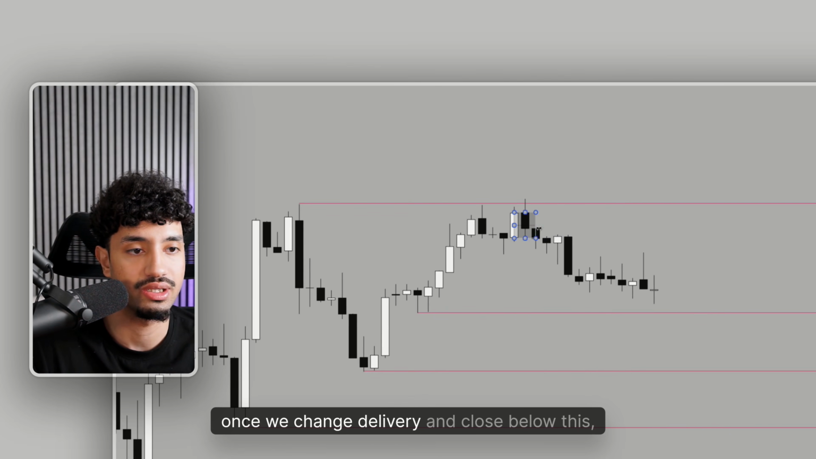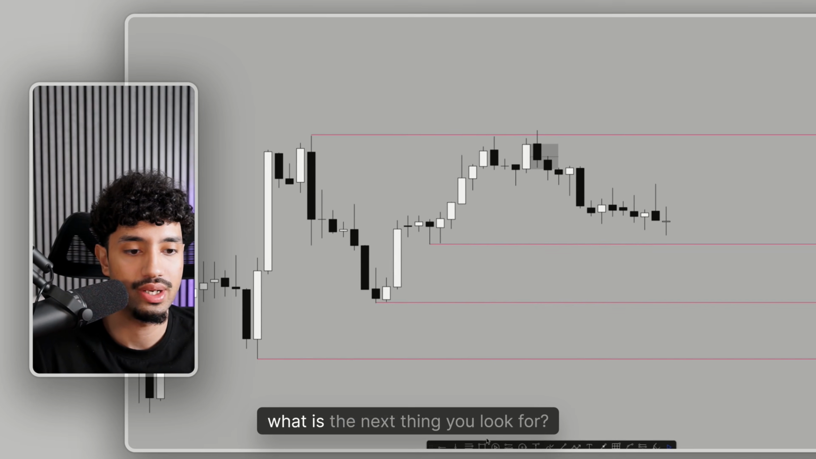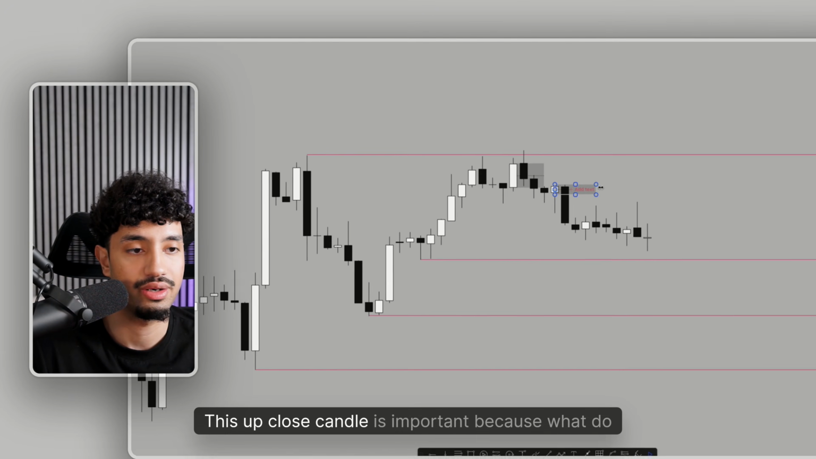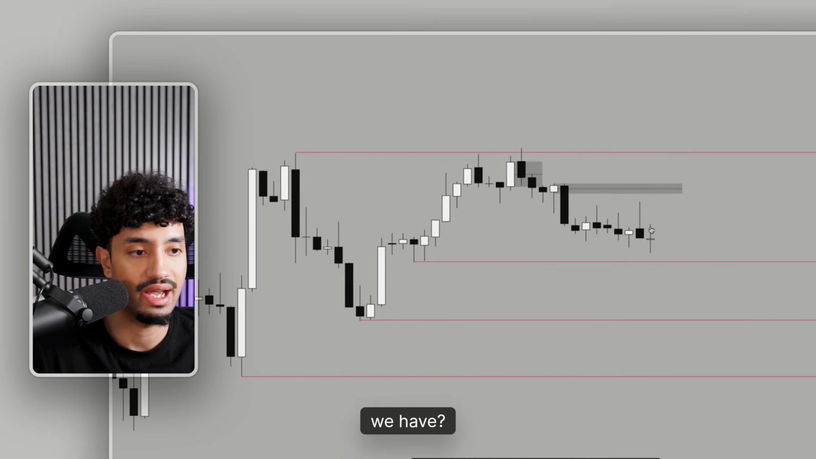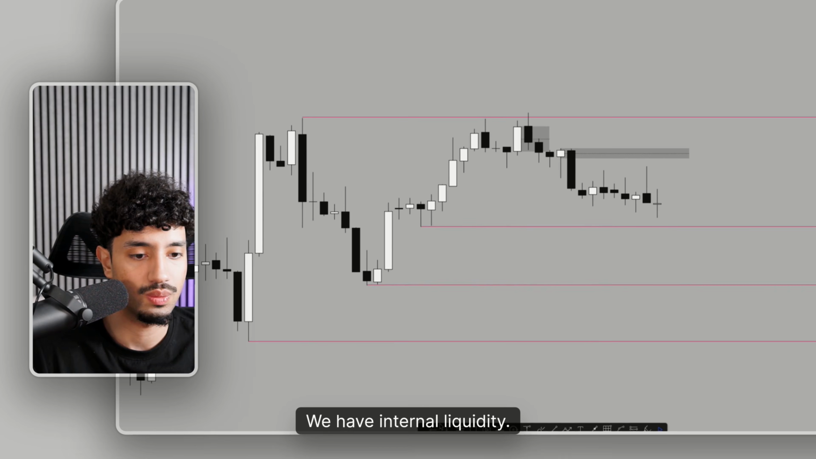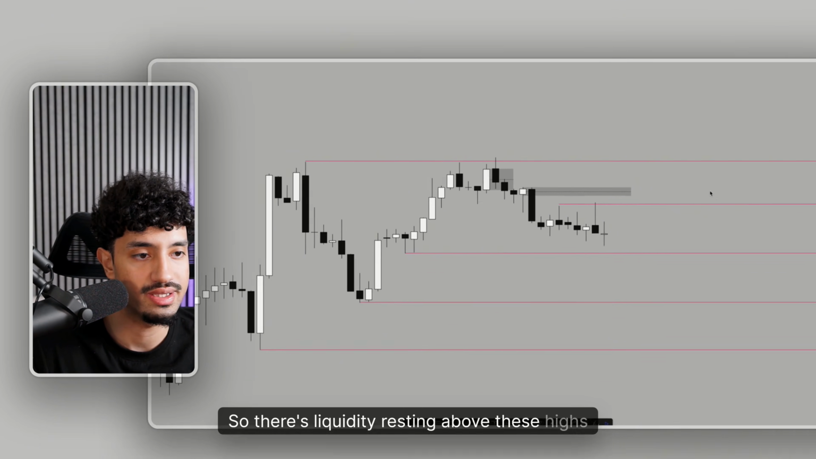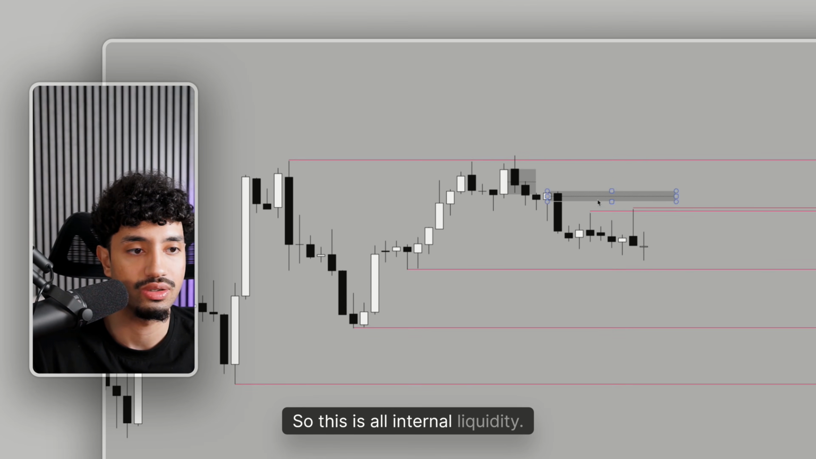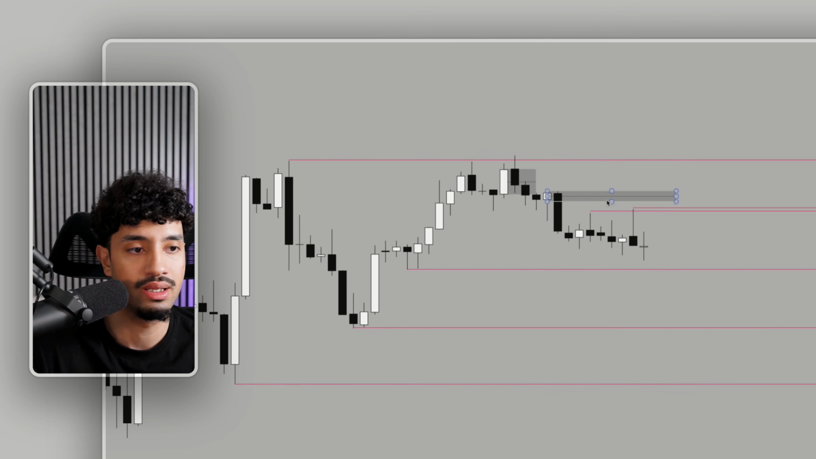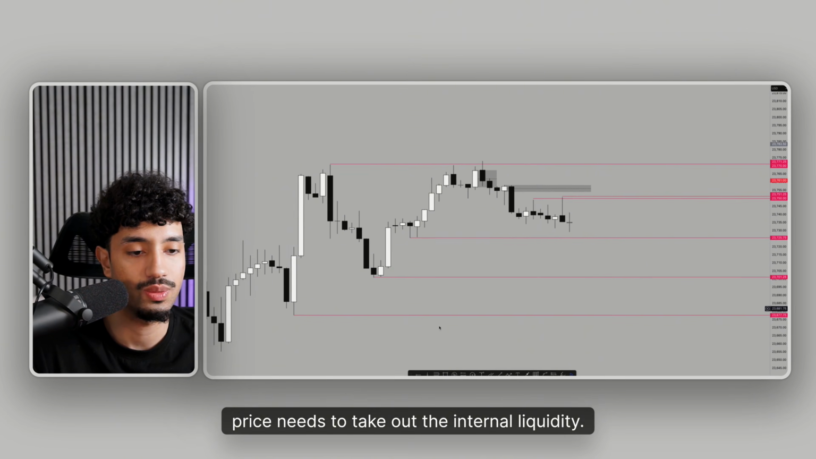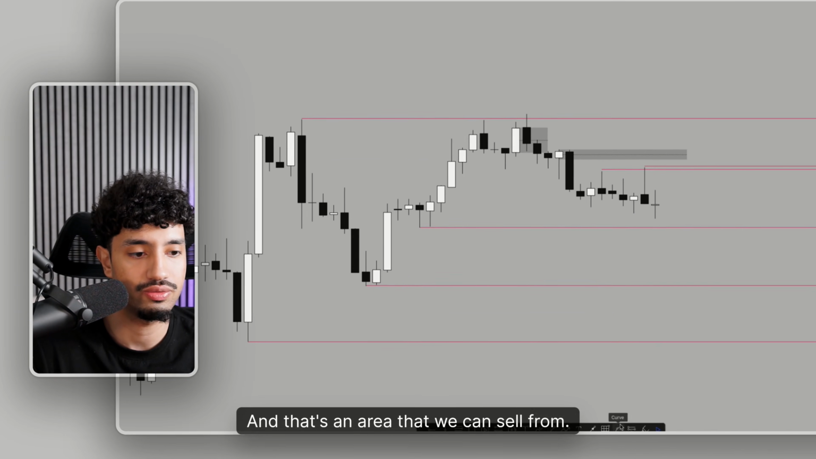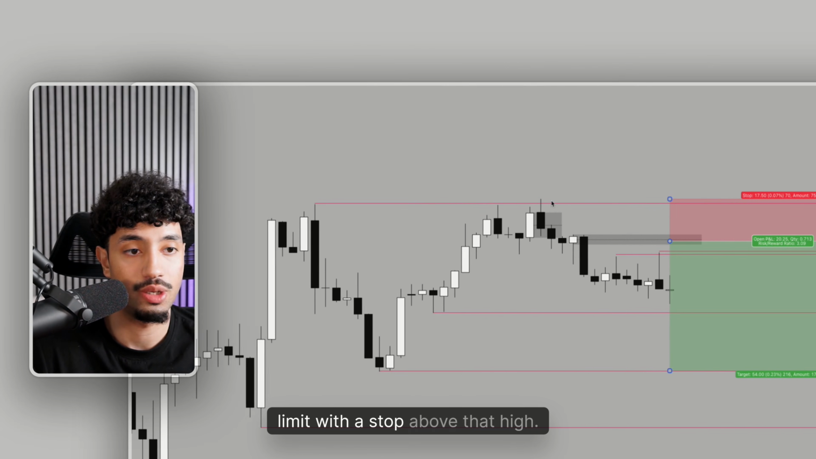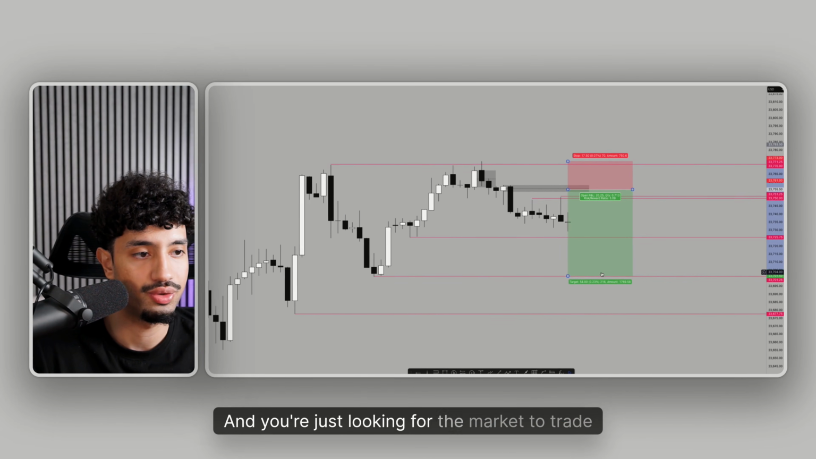Once we change delivery and close below this, what is the next thing you look for? We have an up close candle right here. This up close candle is important because we have internal liquidity. There's liquidity resting above these highs and this high right here. So this is all internal liquidity. To validate this OB, price needs to take out the internal liquidity, and that's an area that we can sell from. You can put a sell limit with a stop above that high, and you're just looking for the market to trade lower.